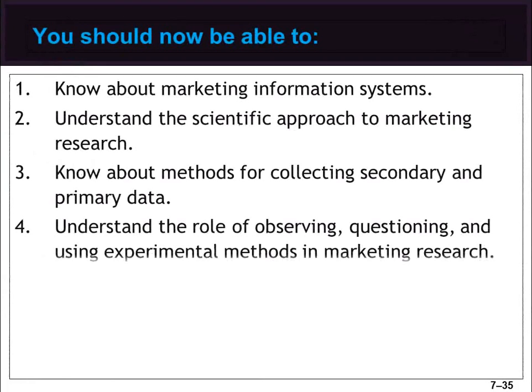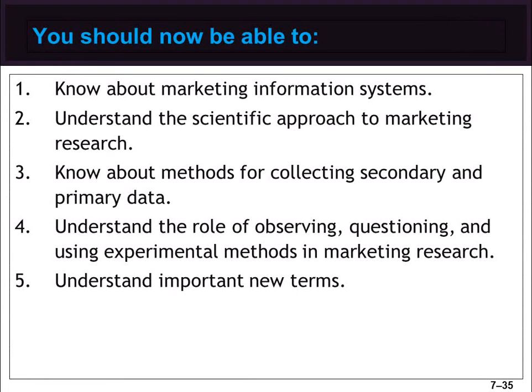Now you should be able to know what a marketing information system is, understand the 5-step scientific approach to marketing research, know about methods for collecting secondary and primary data, understand the role of observing, questioning, and using experimental methods in marketing research, and be aware of several new marketing terms.